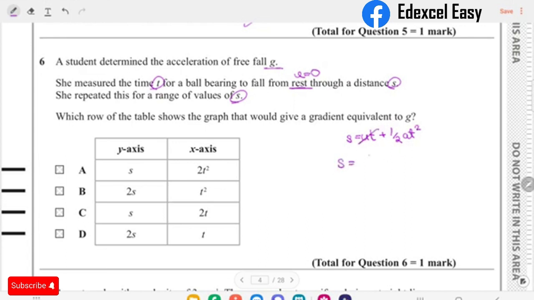So she's left with s equals half a t square, where you can rearrange it like this: 2s equals a t square plus 0, which is completely in the form of y equals mx plus c. As you can see, on the x-axis you have t square, on the y-axis you have 2s, and the gradient is equivalent to acceleration. So you have to plot a graph of 2s against t square, and that will give you the value for your acceleration. So in that case, option B becomes your correct answer, right? On the y-axis, you have 2s. On the x-axis, you have t square.